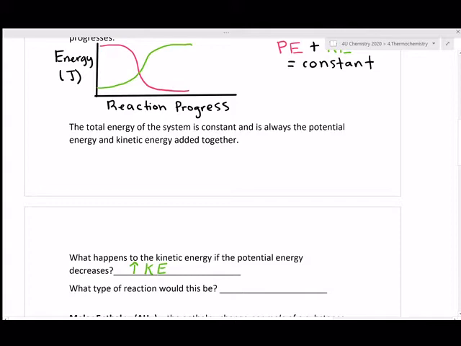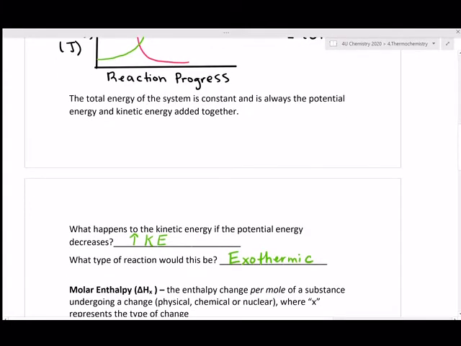Now, if your motion energy or kinetic energy is increasing, what type of reaction do we have? And your choice is exothermic or endothermic. And when you have more motion of molecules, that is when you're going to feel an increase in temperature. So this type of reaction would be exothermic, because it is going to be releasing heat, and you would feel it because it has more kinetic energy.